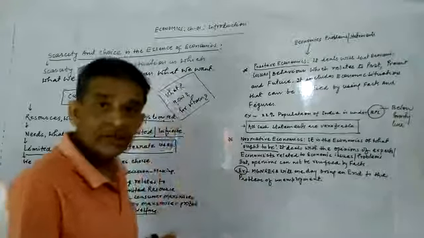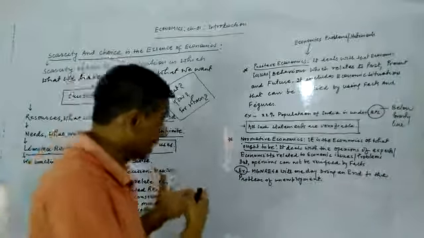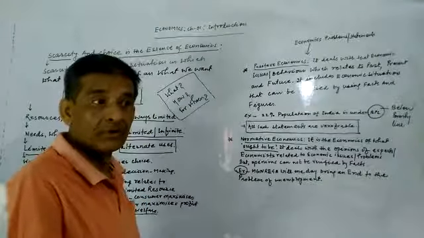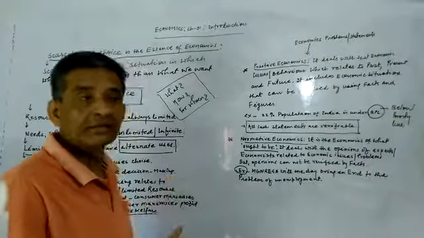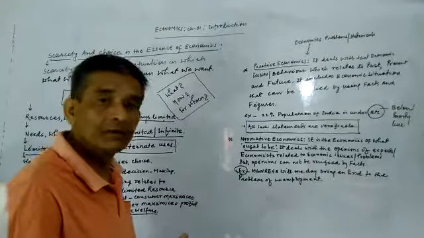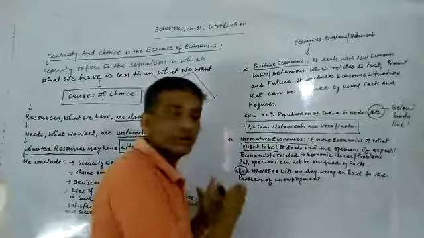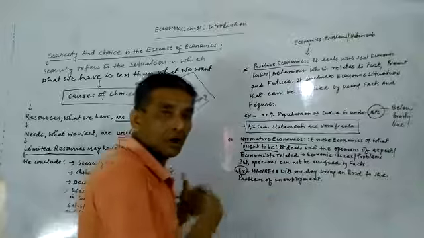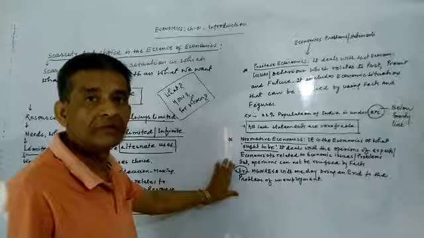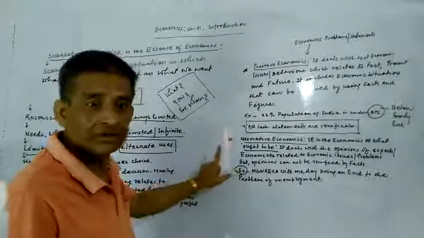Similar examples can be given. Some of the experts may have the opinion that MGNREGA is misusing the taxpayers' money, so it should be removed. I mean, this policy should be withdrawn. Now, this kind of statement cannot be verified by facts. This is what we call normative economics.